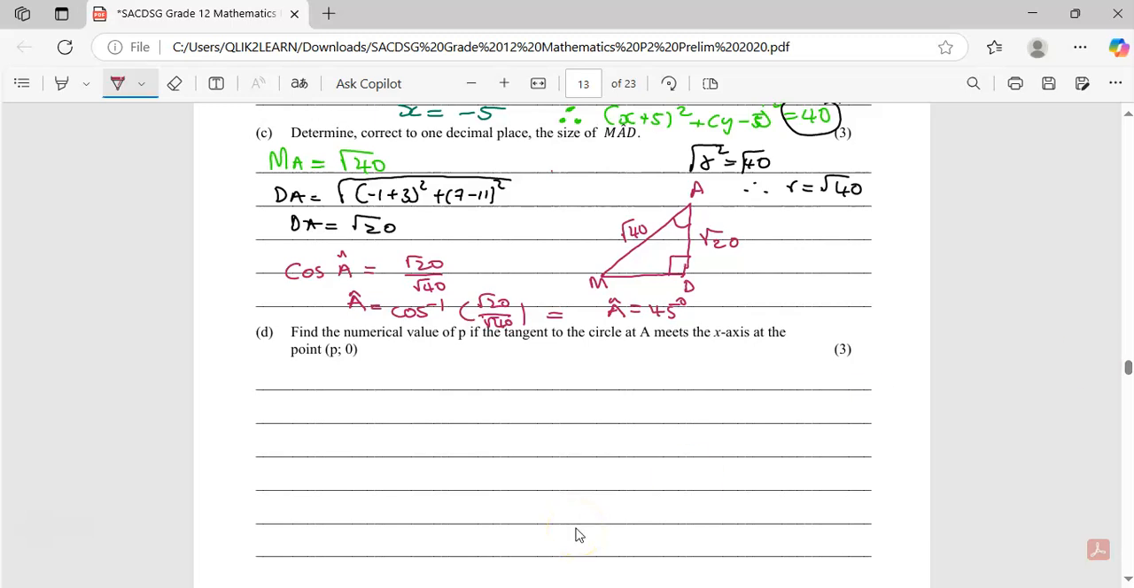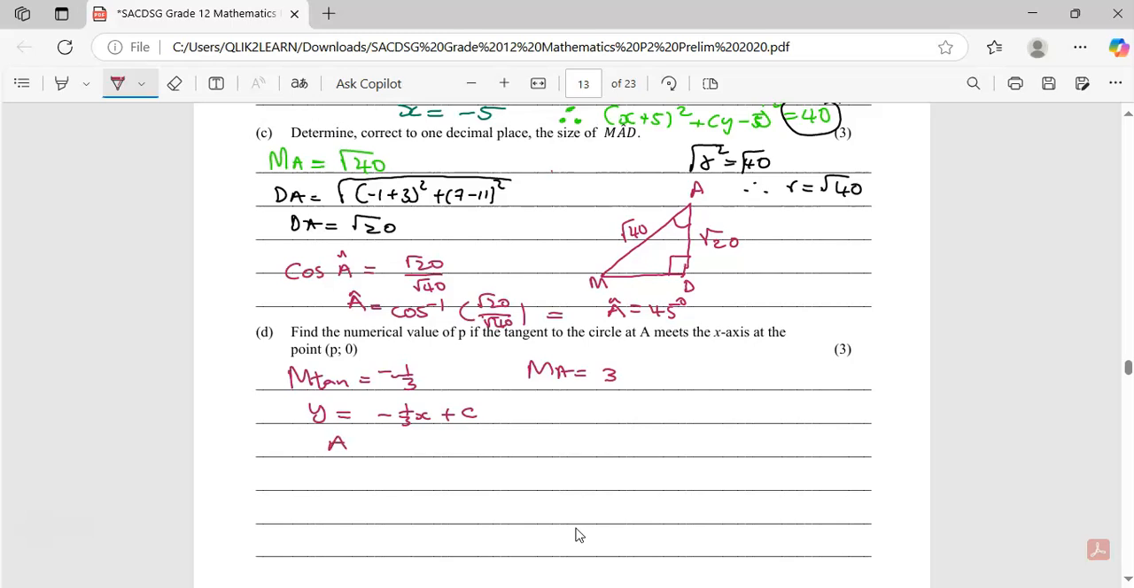So we said that we have the gradient of the tangent. The gradient of the tangent will be equal to what? Minus 1 over 3. Why is the gradient of the tangent minus 1 over 3? Because we know that the gradient of MA is just 3. Therefore, this is the gradient of the tangent. So we can say, to find the equation of the tangent, y is equal to minus 1 all over 3x plus c.